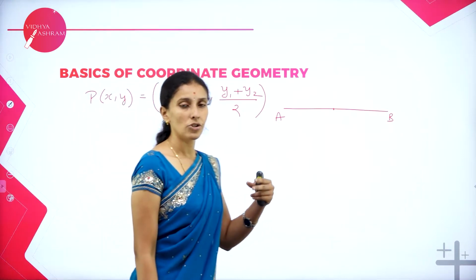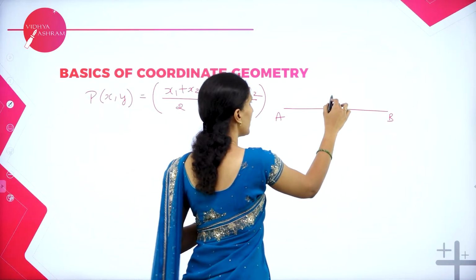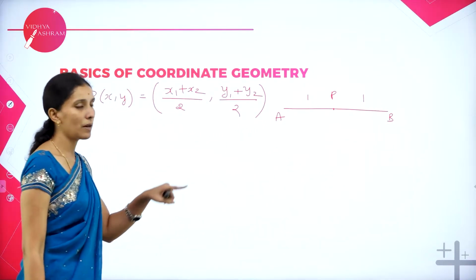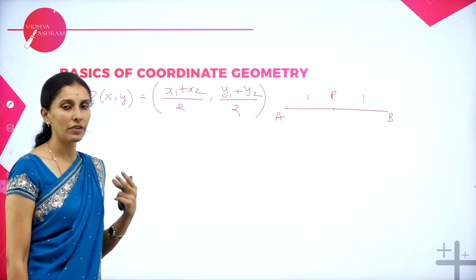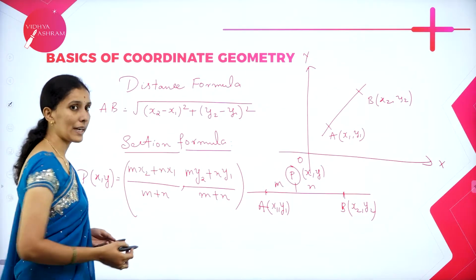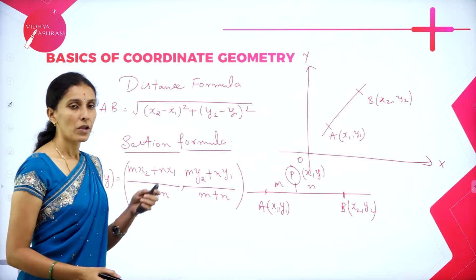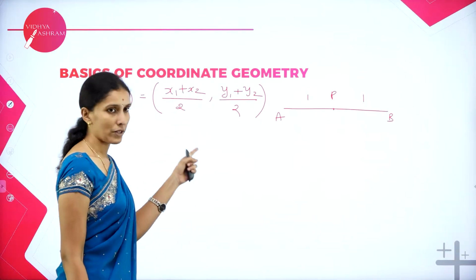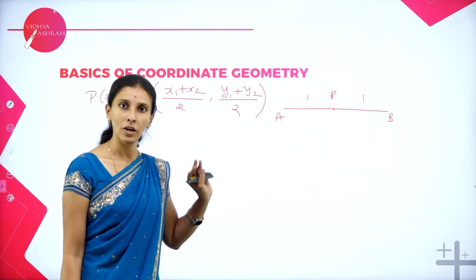What we call the ratio as m:n. Here, if P is the midpoint, then the ratio between the sides AP and PB is the same. That is, the values of m and n are the same. So if you replace the values of m and n with 1 in this formula, you will get the midpoint formula as (x1 plus x2) by 2, (y1 plus y2) by 2.